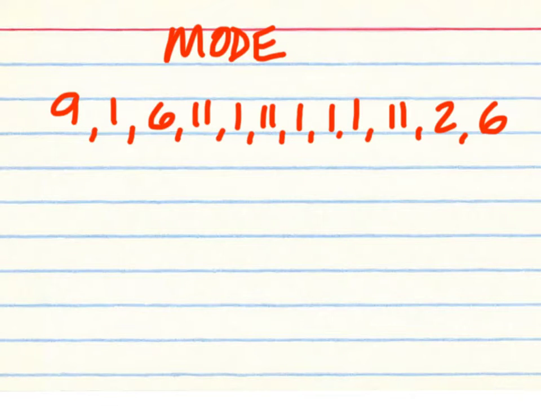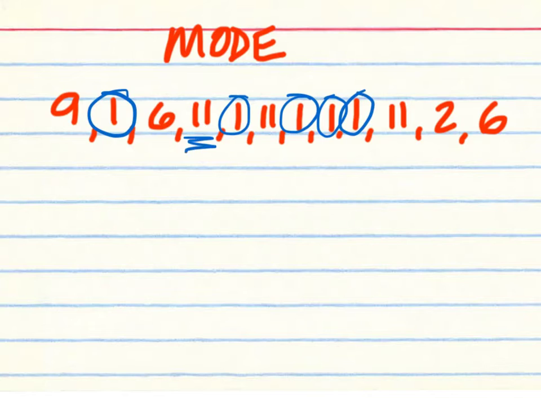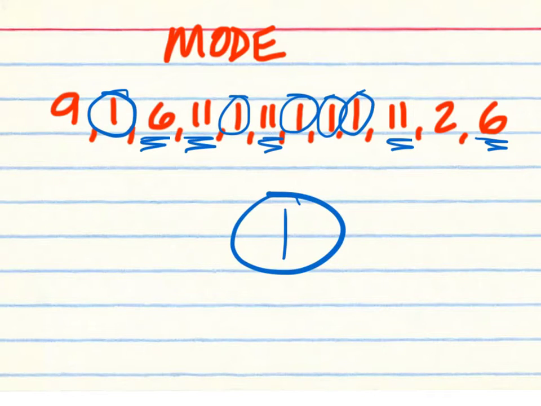In this list we have 1, 2, 3, 4, 5 1s. We have 1, 2, 3 11s, 2 6s. So clearly 1 is going to be the mode in this case.